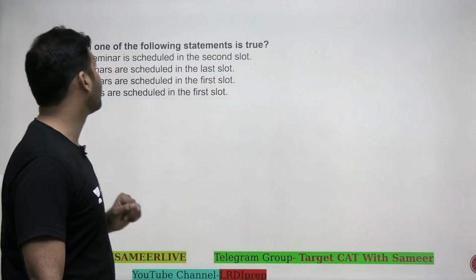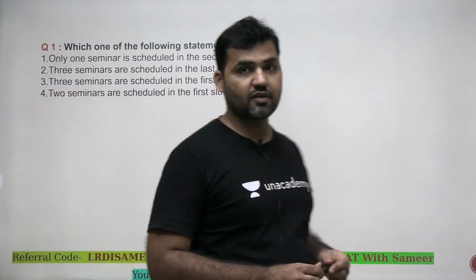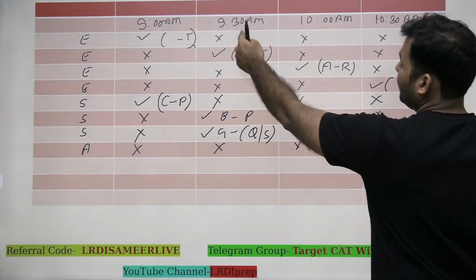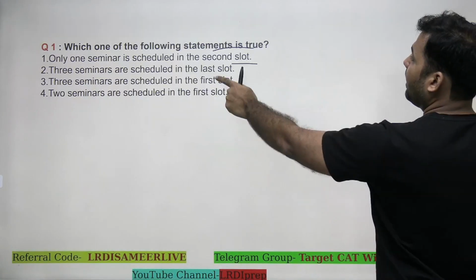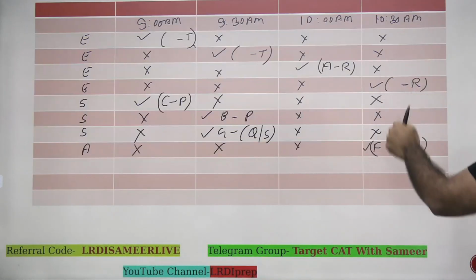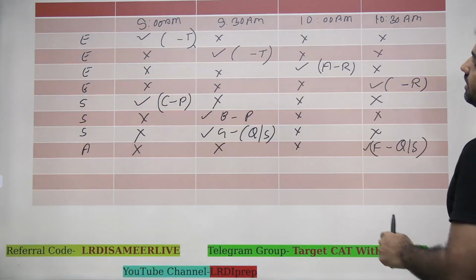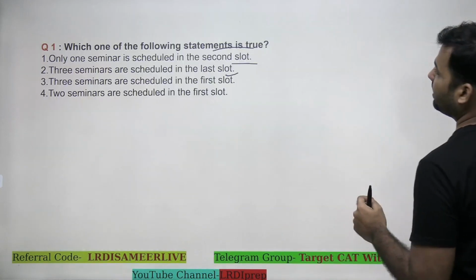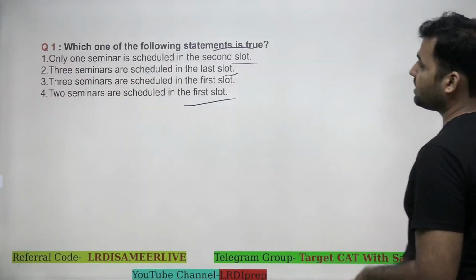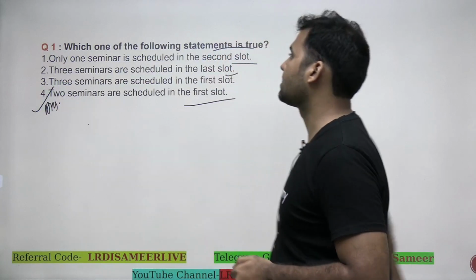Let's look at question number 1. Which one of the following statements is true? Only one seminar is scheduled in the second slot. Let's check. No, in the second slot we have 3 seminars. 3 seminars scheduled in the last slot. In the last slot, you can see that we have only 2 seminars. 3 seminars are scheduled in the first slot. In the first slot, we have only 2 seminars. 2 seminars are scheduled in the first slot. Yes, 2 seminars are scheduled in the first slot. So the answer to the first question is option 4. That's the correct answer to the question.